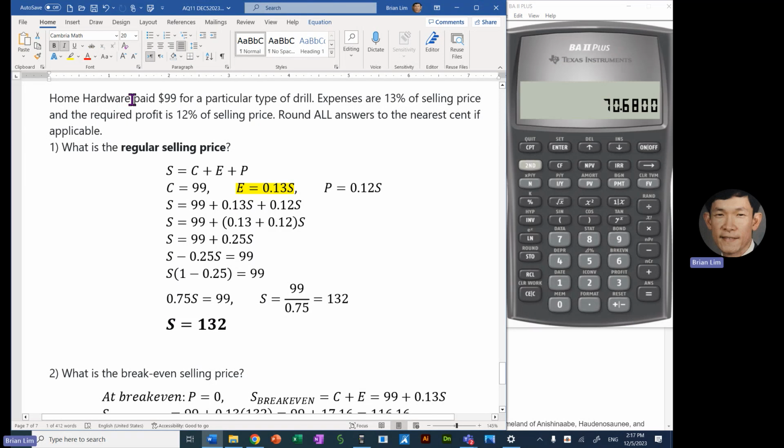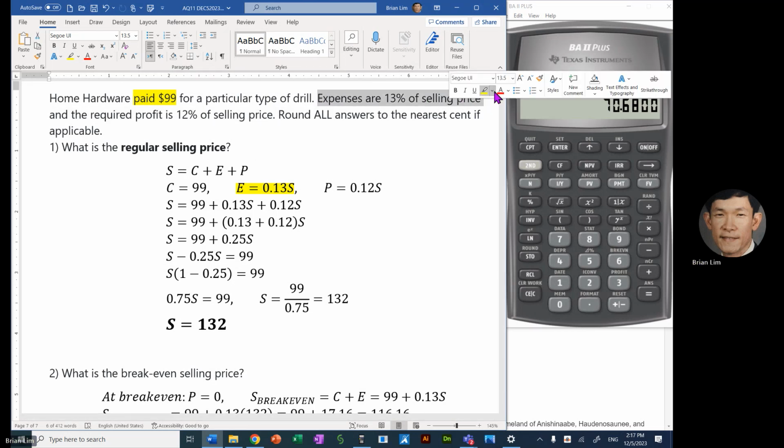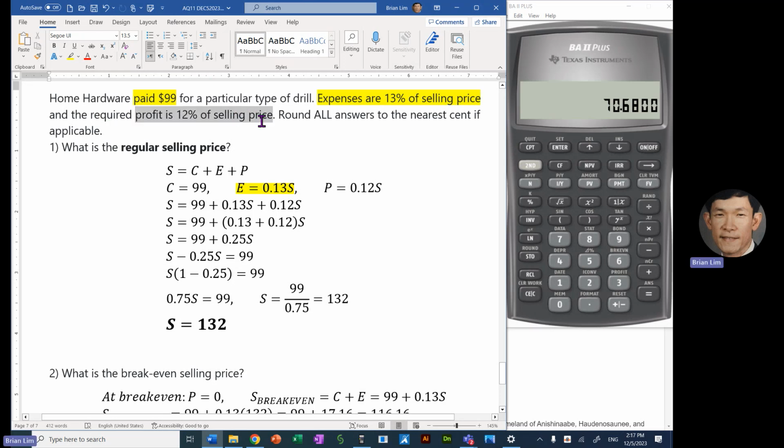Home Hardware paid $99 for a particular type of drill. Expenses are 13% of the selling price. The required profit is 12% of the selling price. What is the regular selling price?